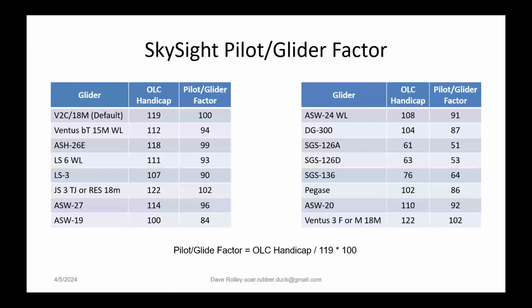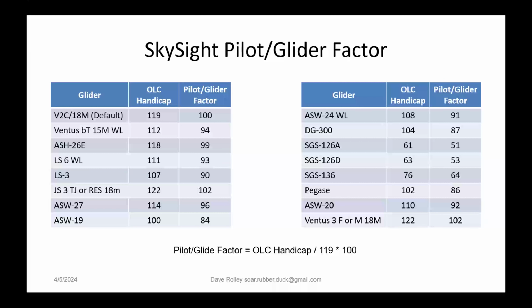I got the OLC handicap for the Ventus at 119, and so its pilot glider factor was 100. And then for each of the other aircraft, for instance, I fly a Ventus BT at 15 meters with winglets, and so my handicap is 112, and so I would put in 94 in that entry point under settings, and that should give me those flight parameters, where I could run it and see how long it's going to take, how long I'm going to be in the air, how fast I'm going to fly, stuff like that.